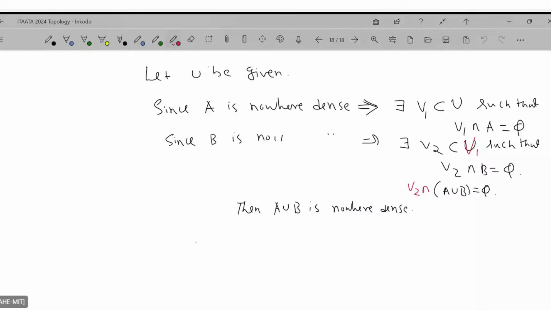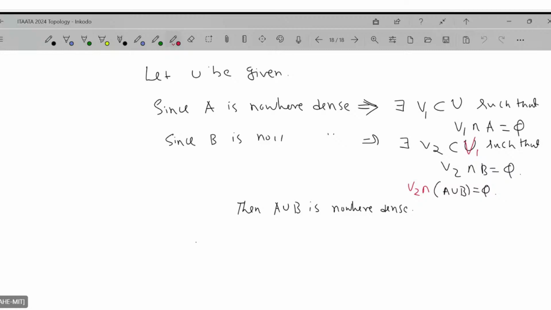Is a countable union of nowhere dense sets nowhere dense? It's not. Can you give an example? Q. Because in Q, every singleton is a nowhere dense set. But if you take the union of these, we already proved that Q is not a nowhere dense set. Therefore, a countable union of nowhere dense sets might not be nowhere dense.